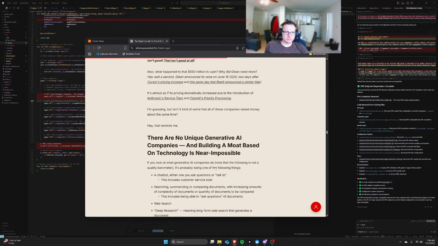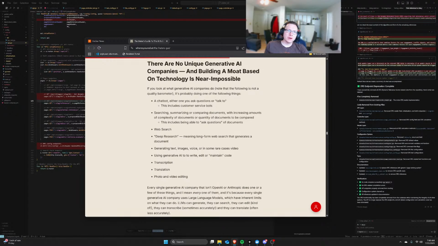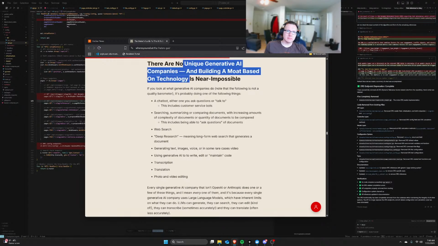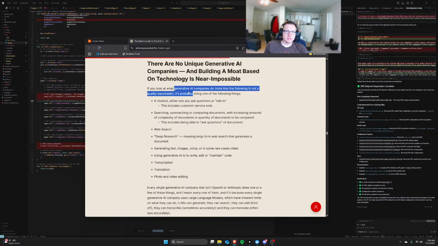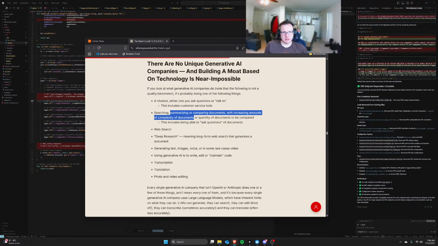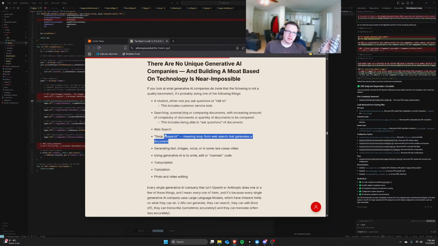Okay. There are no unique generative AI companies, and building a moat based on technology is near impossible. The generative AI companies do a chatbot, searching, summarizing, or comparing documents with increasing complexity or quantity of documents to be compared. Yep, I've been called out. This is part of what I do. Web search, deep research, this is also something I do.